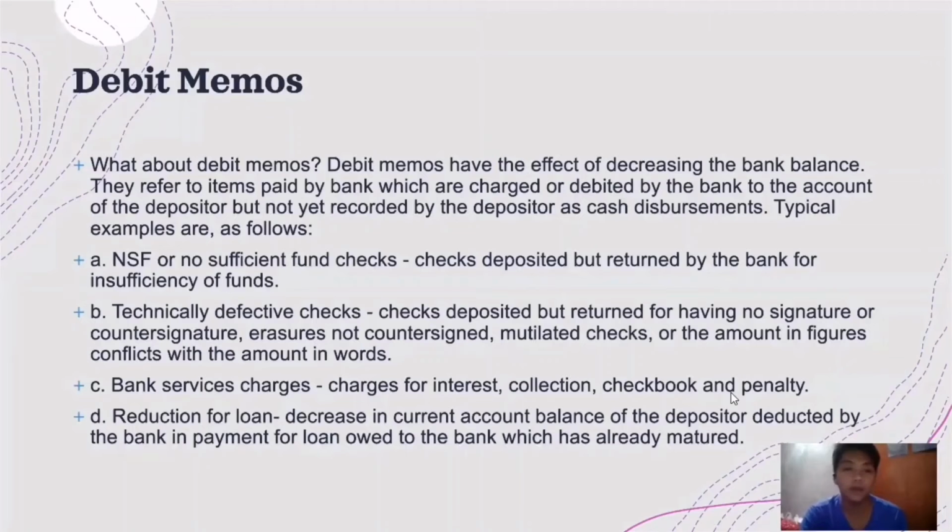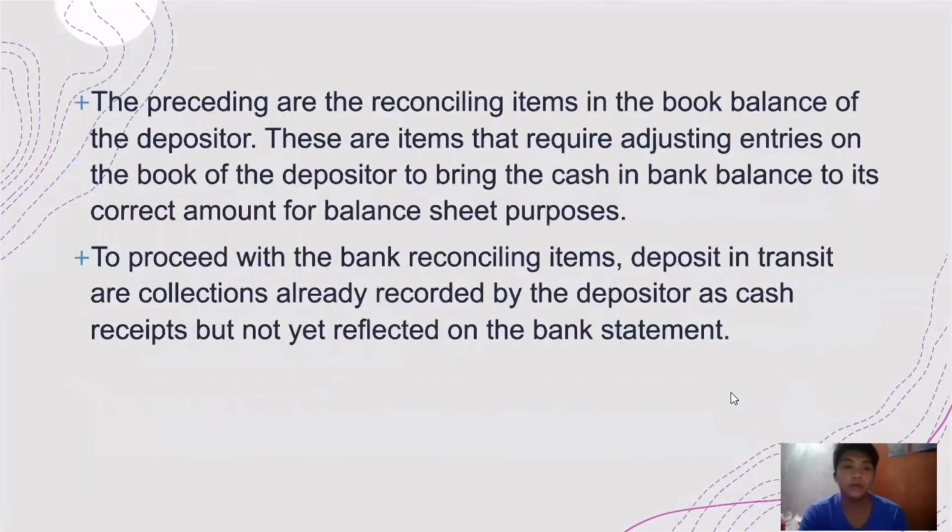Deducted by the bank: payment for a loan owed to the bank which has already matured. The preceding are the reconciling items in the book balance of the depositor. These are items that require adjusting entries in the books of the depositor to bring the cash in bank balance to its correct amount for balance sheet purposes.